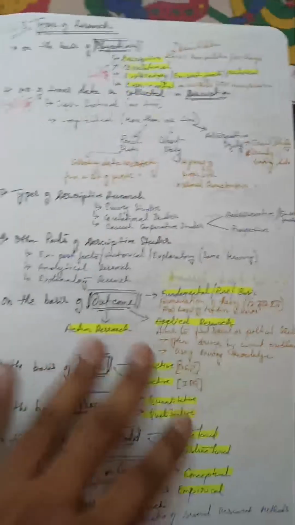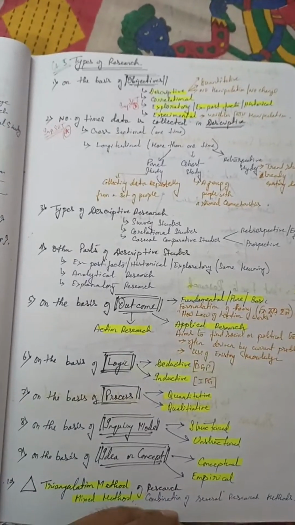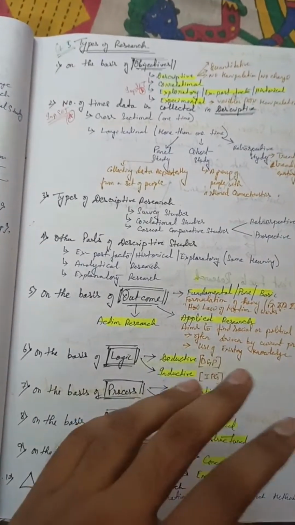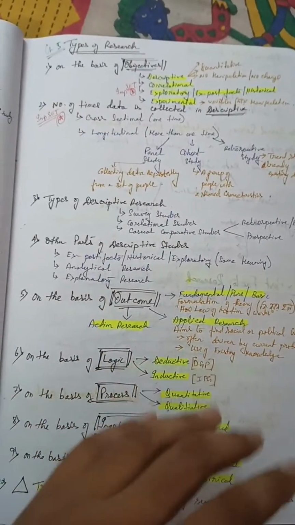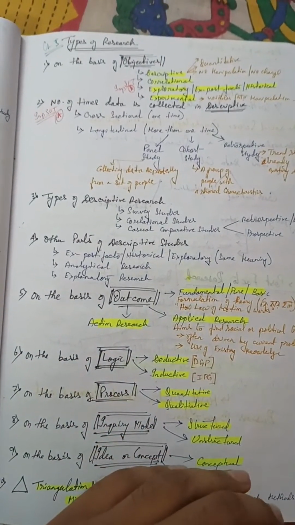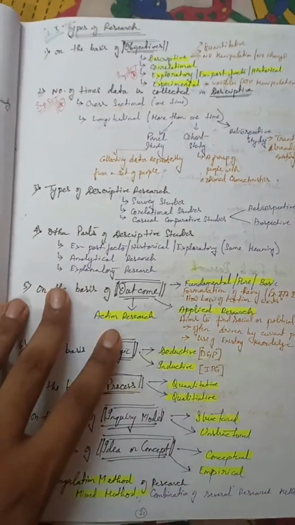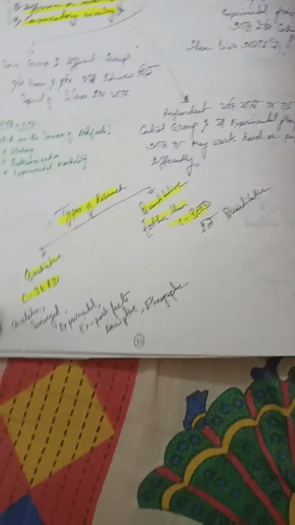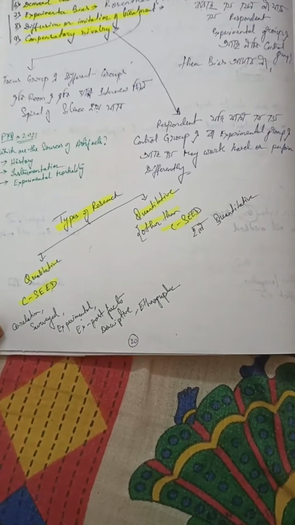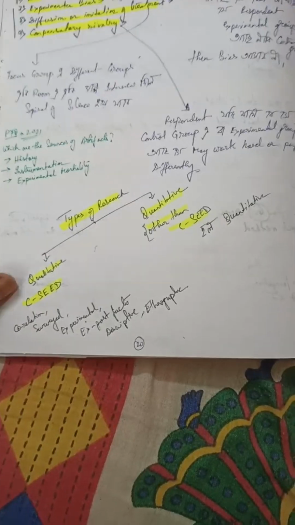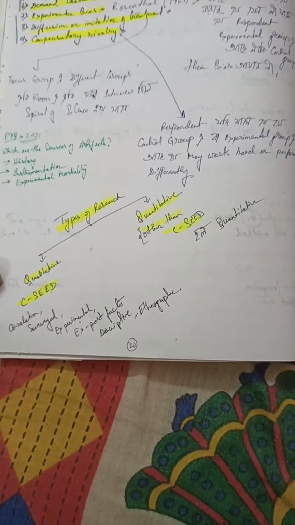Now moving on to the next part, which is types of research, and this is very important. As I have discussed before, this is not a detailed explanation class, it's a rapid revision class. So for identifying types of research, we have a formula. Types of research can be divided into two parts: qualitative and quantitative research.